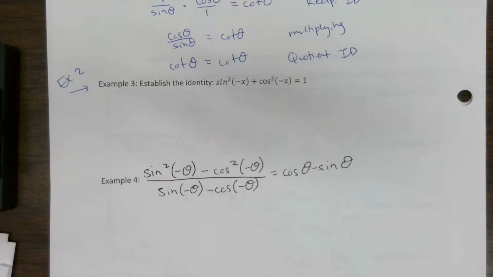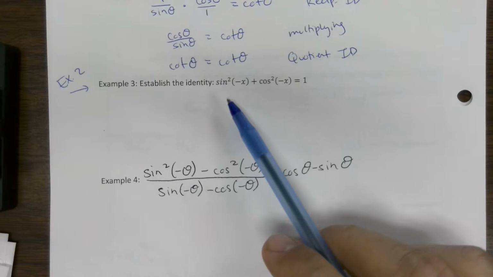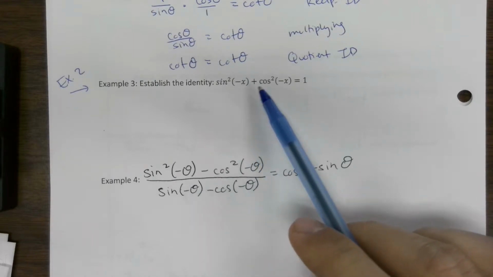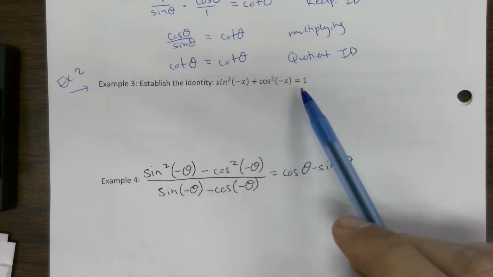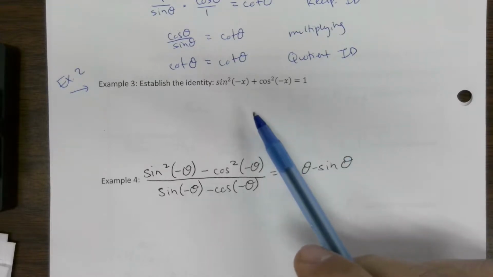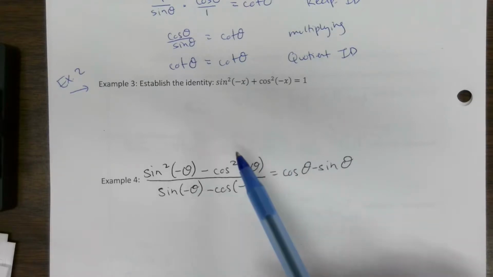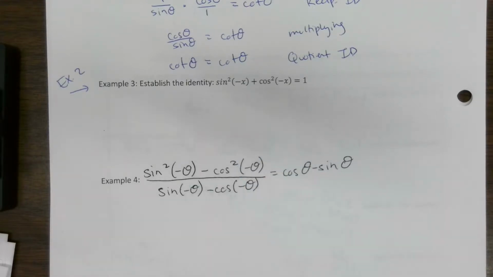So we're going to establish this identity. The first thing I notice is that I have sine squared of some theta plus cosine squared of some theta, and that equals 1. So I know this looks very much like the Pythagorean identity, so I know that has to do something with the way I'm going to attack this problem here.